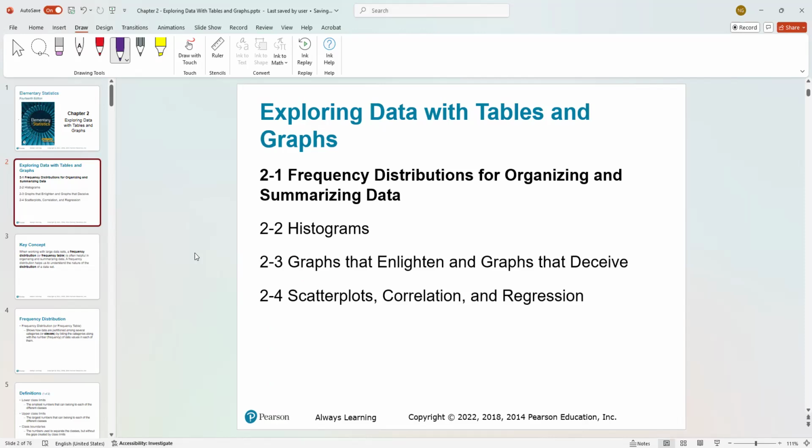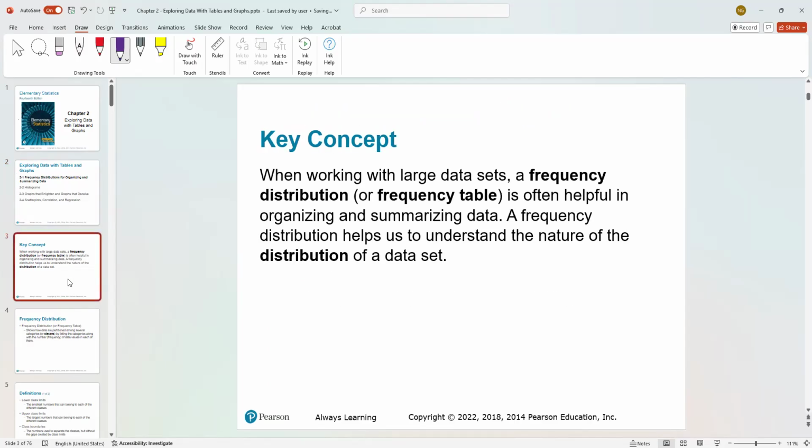For a frequency distribution, we will identify values like class width, lower class limit, upper class limit, etc. Class midpoint. We're going to talk about class boundaries. We're going to talk about cumulative frequency, etc. So, hang out with me, we are ready to start, but let's see some key concepts.